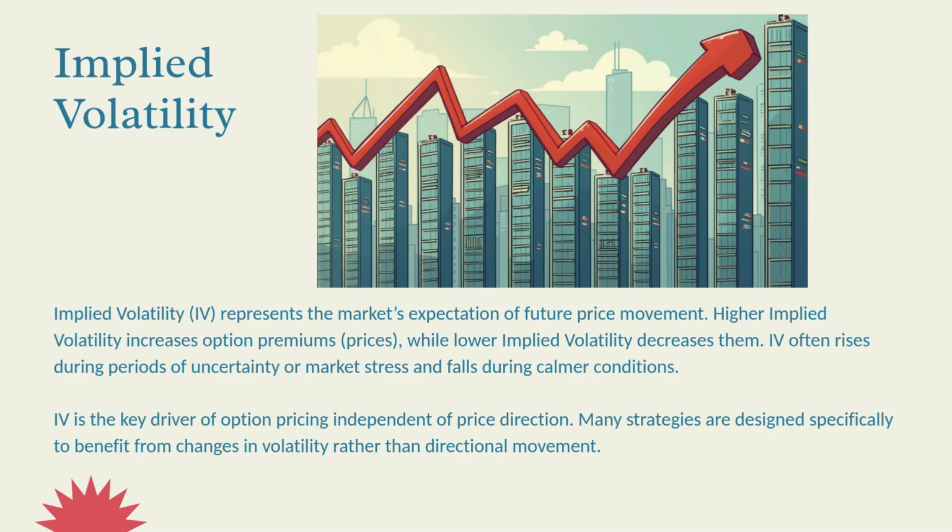IV is going to rise during periods of uncertainty or market stress, and it falls during the calmer conditions. Volatility is the key driver of options pricing, independent of the other variables. And often, as the underlying is going down, volatility is going to go up, and vice versa. Many strategies are designed specifically to benefit from changes in volatility rather than directional movement. With the put path, we make an effort to sell the option during the week at the highest possible volatility.